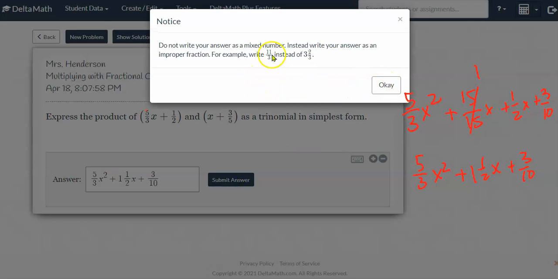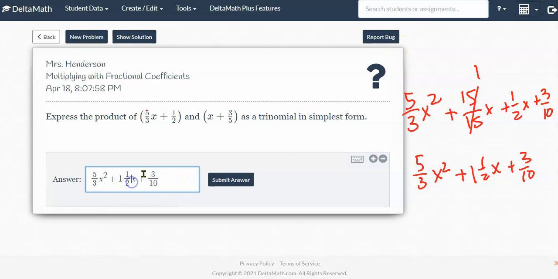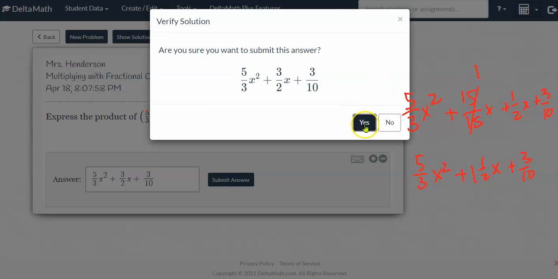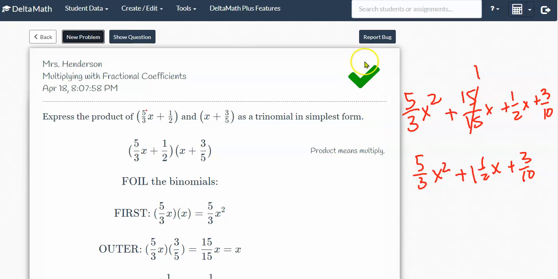Oh, do not write your answer as a mixed number. Instead, write your answer as an improper fraction. Okay, so it's telling me no. So that means I need 3/2 here. All right. Let's see. 5/3 x squared, 3/2 x plus 3/10. Yes! All right, so now we know you cannot write a mixed number.